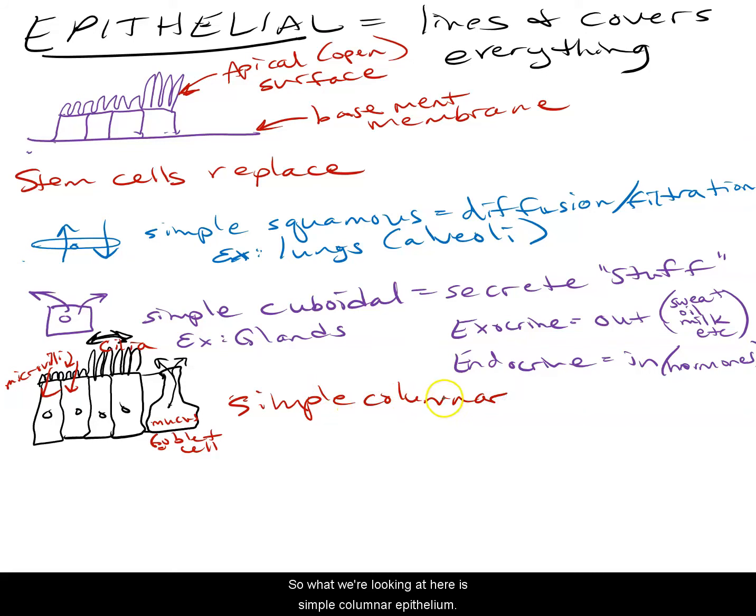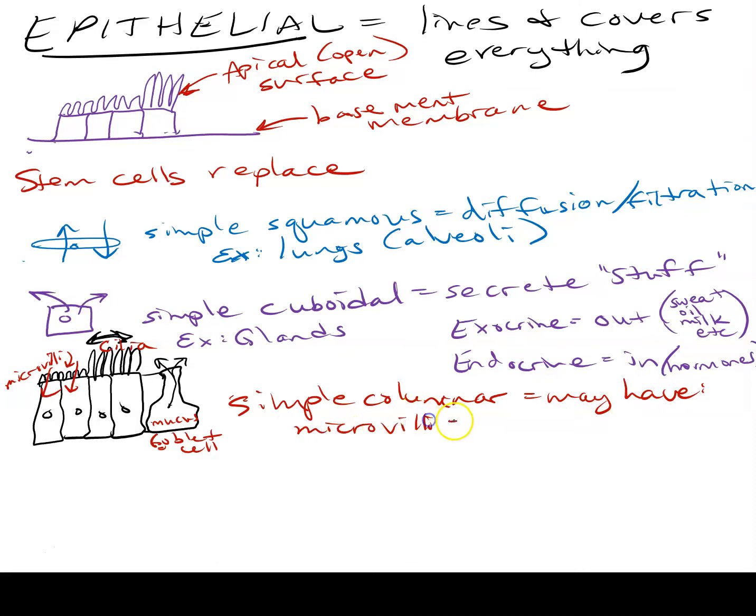The special cells that secrete are called goblet cells, and they secrete gobs of mucus. So what we're looking at here is simple columnar epithelium. It may have, as I mentioned, microvilli that increase the surface area for absorption. So we're going to find those in the small intestine.